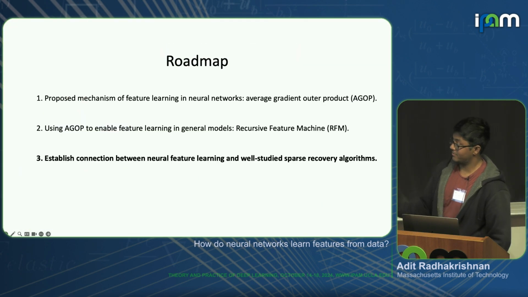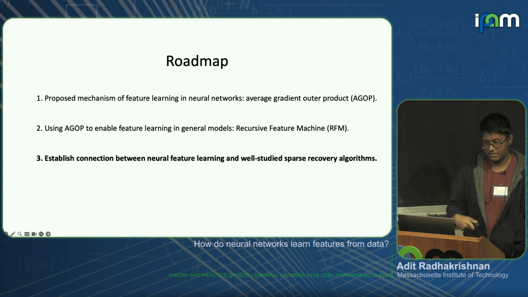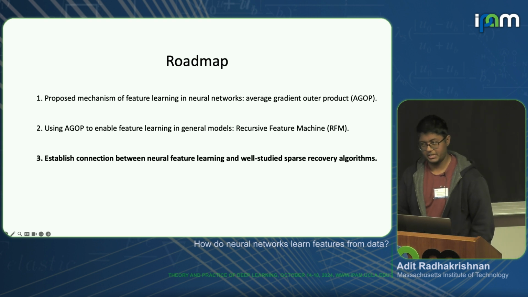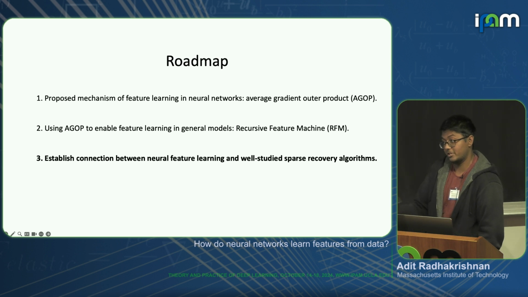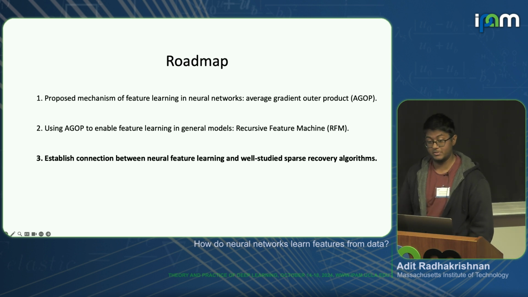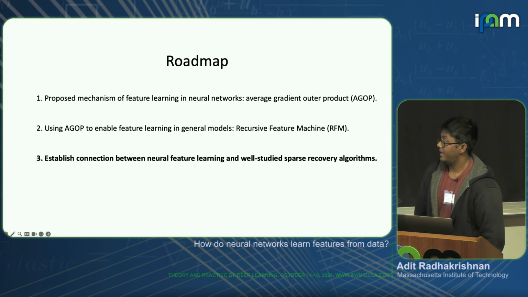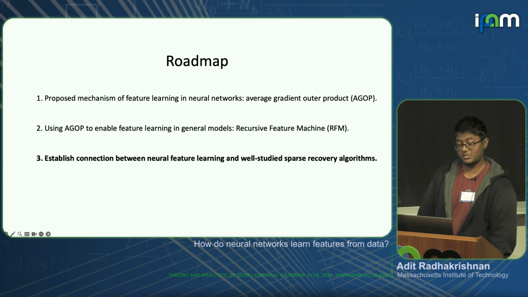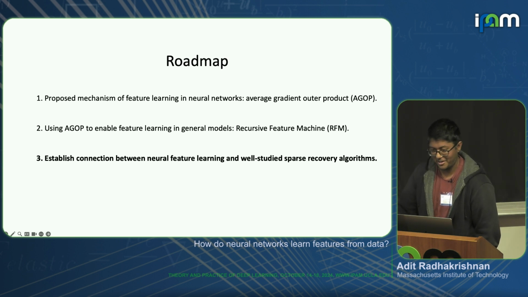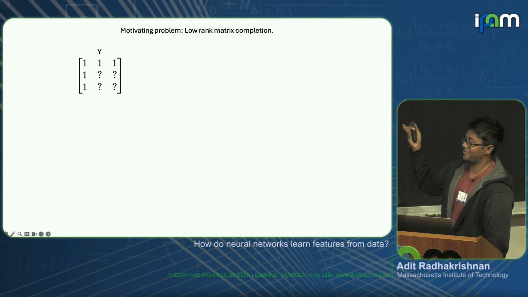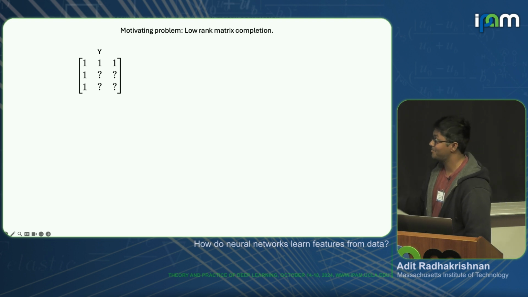So in the last portion of the talk, what I'm going to show is that the theory that we've built up so far with just AGOP and RFM actually sheds light on the connection between feature learning, low-rank representations of data, and classical algorithms for sparse recovery. To start off this section, I want to start with an interesting phenomenon arising in deep linear networks that was actually written about when I first started my PhD. In fact, this was one of the first few series of papers I read when I started.